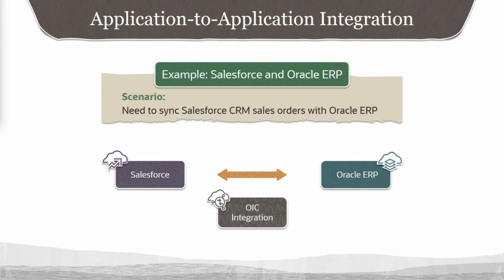By utilizing OIC connectors, you can seamlessly sync the sales orders, ensuring efficient data flow. This not only simplifies the process, but it also ensures that every sales order is accurately reflected in both systems, bridging the gap between sales and financial operations. In the implementation, you determine the data mapping, transformation requirements, and any business logic that needs to be applied during the flow of the integration instance.